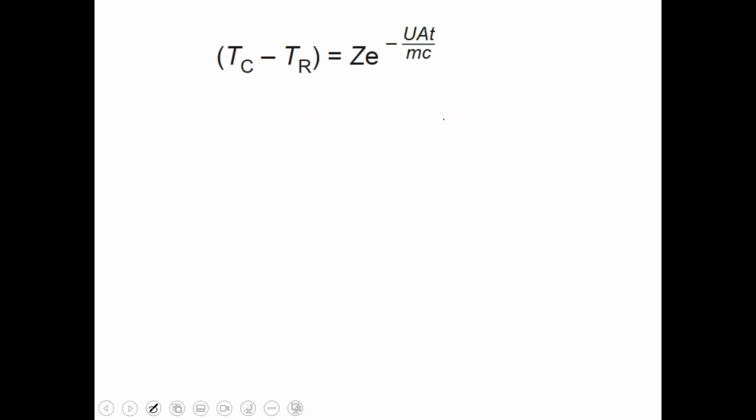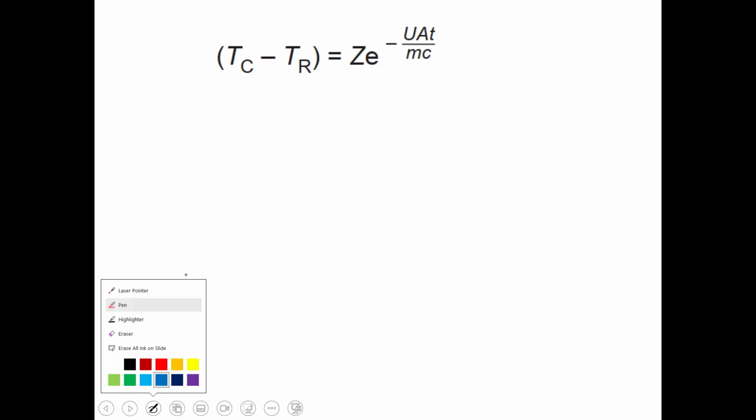Tc minus TR is equal to Z e to the power minus UAt over MC. So can you people recall for me who was the independent variable and who was the dependent? Recall who is independent and who is dependent, because that will help you to do the derivation.